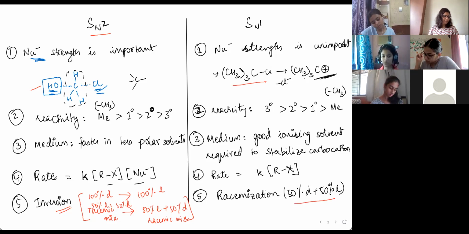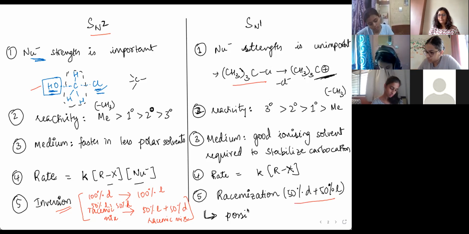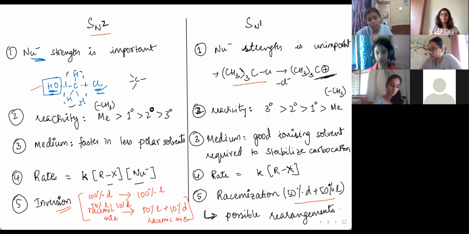Okay. Another point is, in the case of SN1, there is a possibility of rearrangement. What does this mean? Rearrangement means I'm not talking about optical orientation. I'm talking about the geometry of the molecule itself.